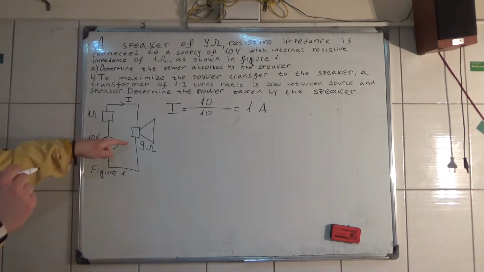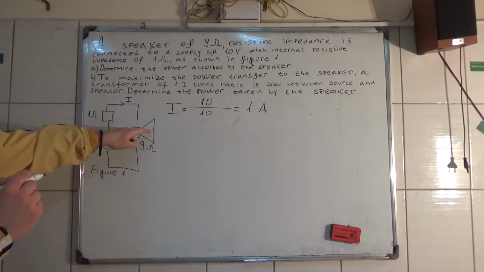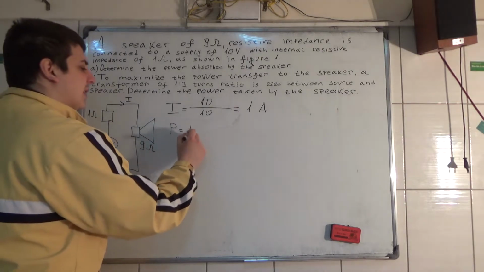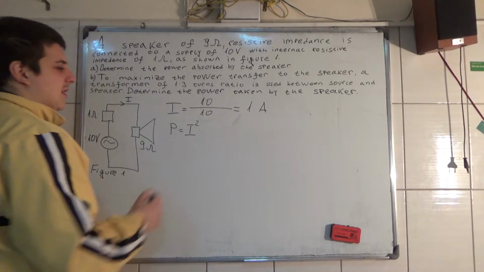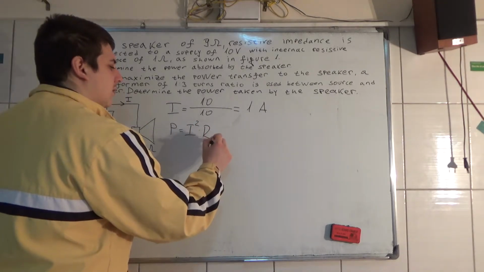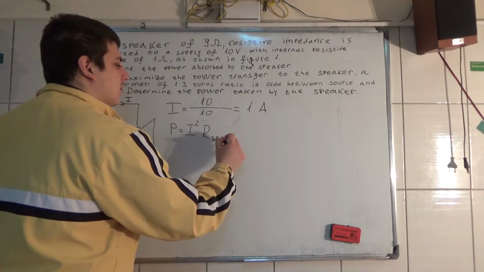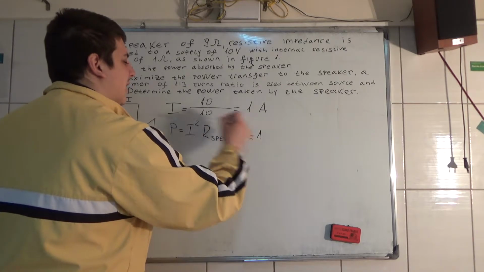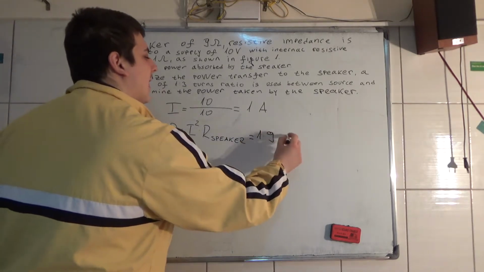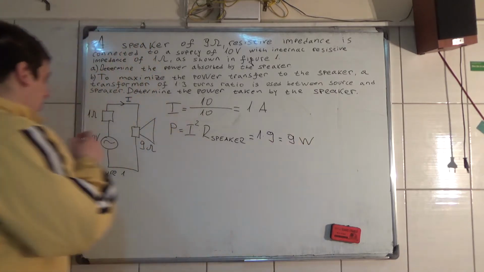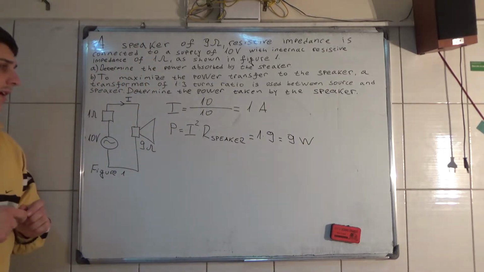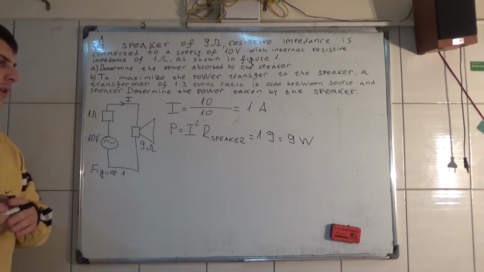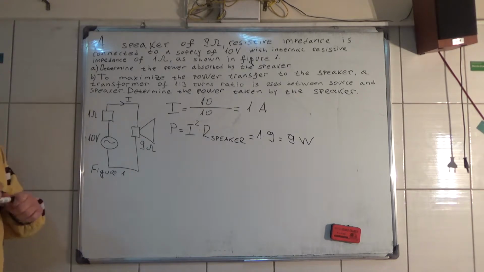Now we are going to calculate what is the power absorbed by the speaker, and that is equal to I squared times the resistance of the speaker, and you get 1 squared, that is 1, times 9, and you get 9 watts of power. So the power of the speaker is now 9 watts. So that's a little bit low.